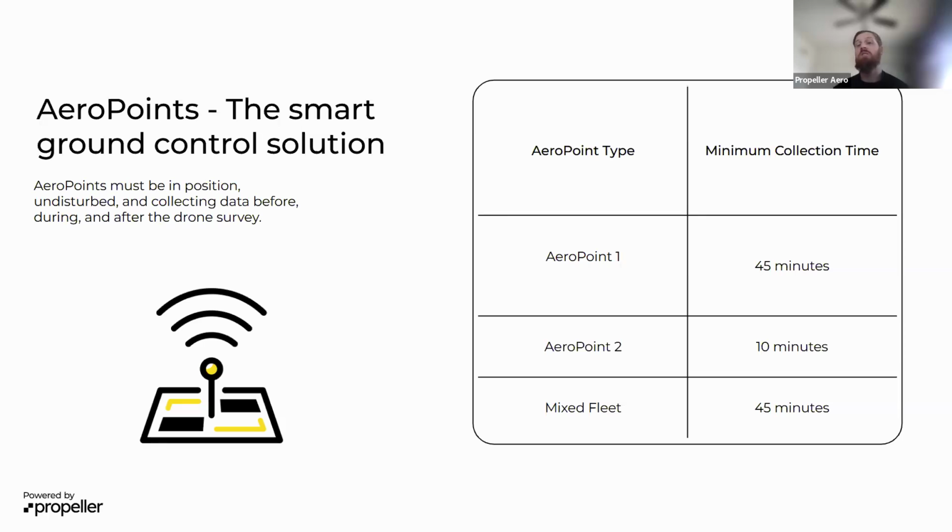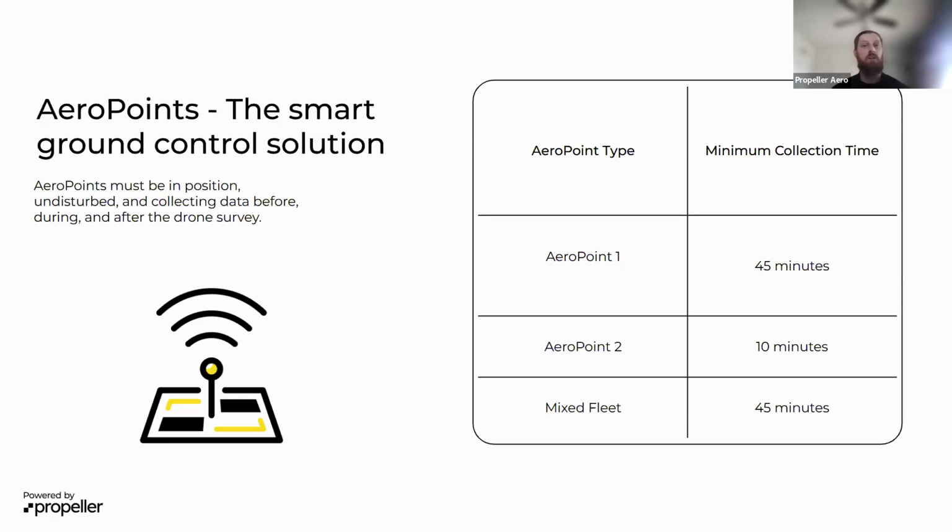AeroPoint 1s have a collection time of a minimum of 45 minutes. So you need to place it in a good area, turn it on, and let that thing cook for 45 minutes. Most customers will typically complete their drone data collection in that time. I would say for the majority of projects being flown.